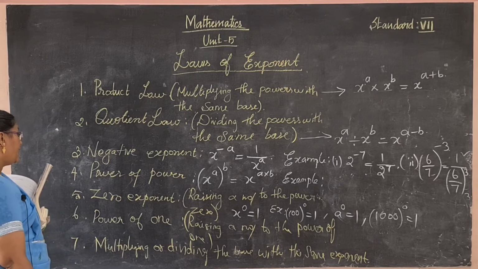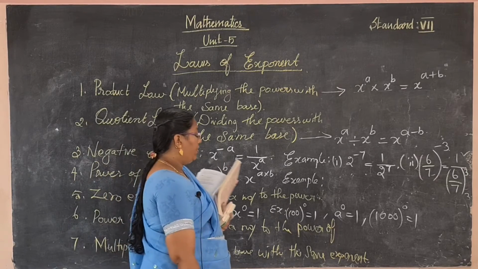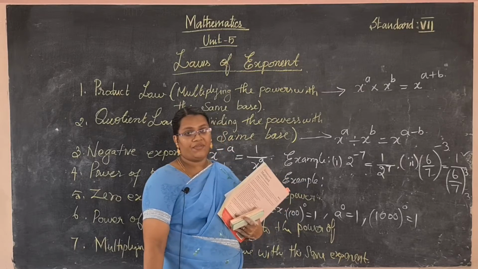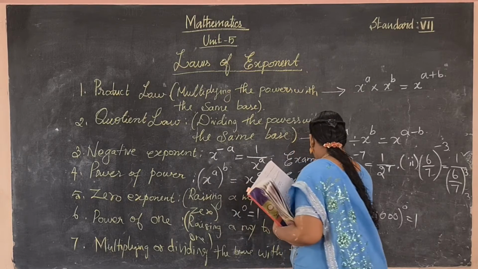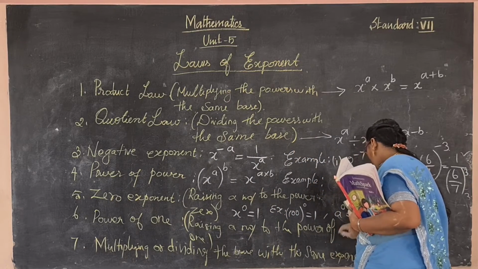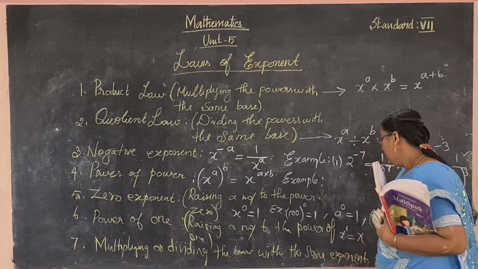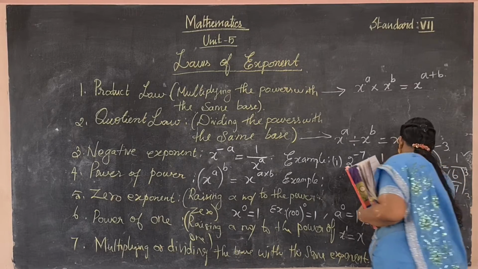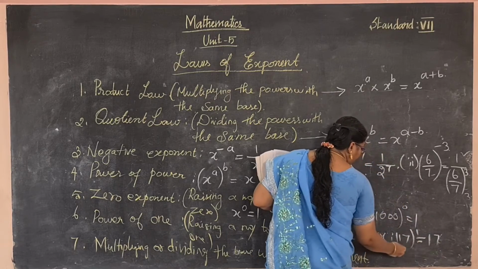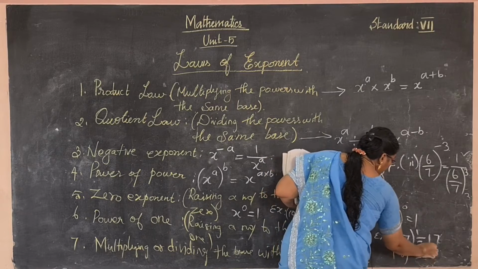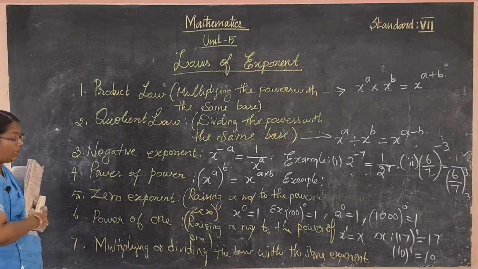And the sixth law, power of 1. Any number with power 1, we get the same number. Raising a number to the power of 1 means x power 1 is equal to x. Example, 17 power 1 is equal to 17. 10 power 1 is equal to 10. This is called the power of 1 law.